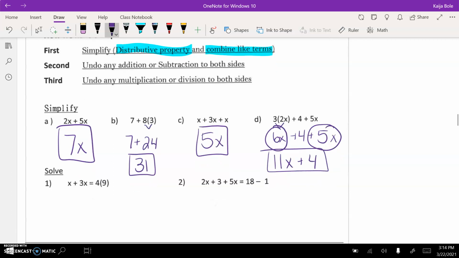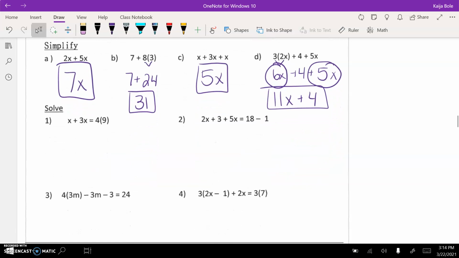So now when we go in to solve, in number 1 here, I have x plus 3x and then the 4 times the 9. So first I'll have to combine like terms. So x plus 3x would be 4x equals, and then 4 times 9 is 36. And now this is just a one-step equation. So I'm going to divide by 4 on both sides, and 36 divided by 4 would be 9.